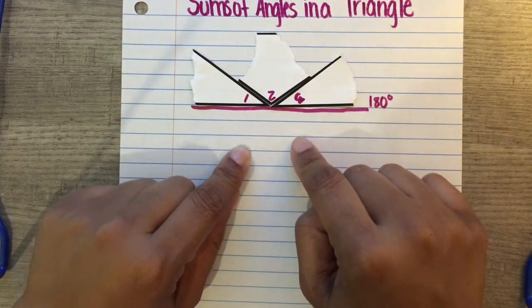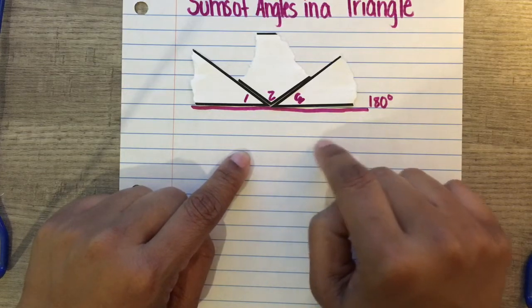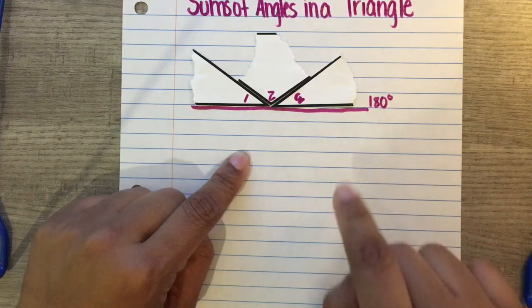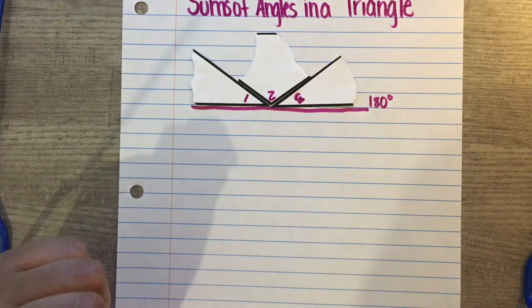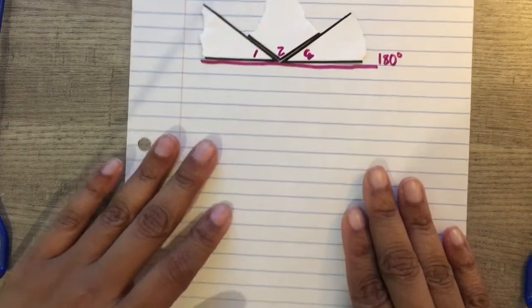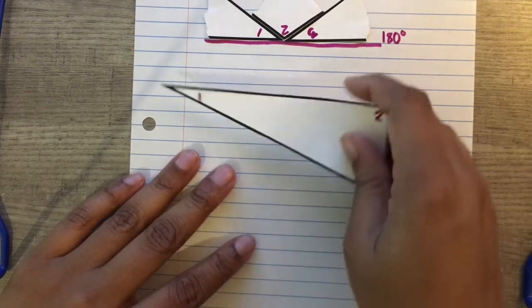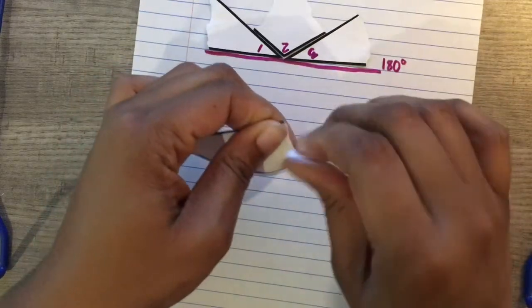So that tells me that when I have all the angle measurements in a triangle, it's going to equal the same as if I have a straight line. So the sum of angles in a triangle is equal to 180 degrees. And it works like that for any triangle. So I'm going to show you my second triangle that I have real quick. So here's the second one. I'm going to do the same thing I did, and I'm going to tear it.